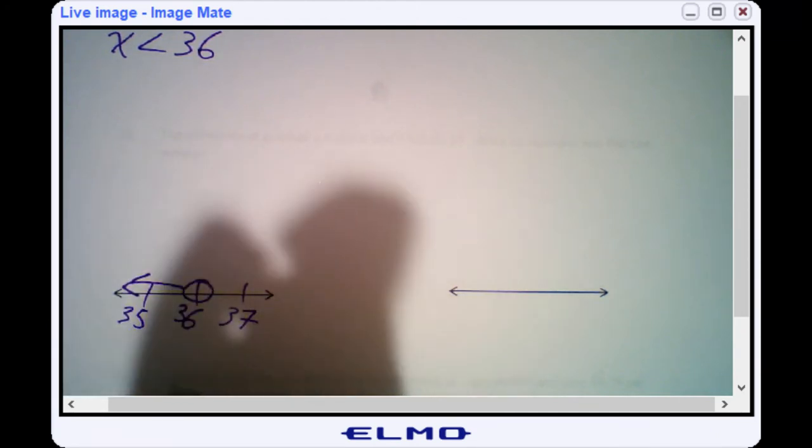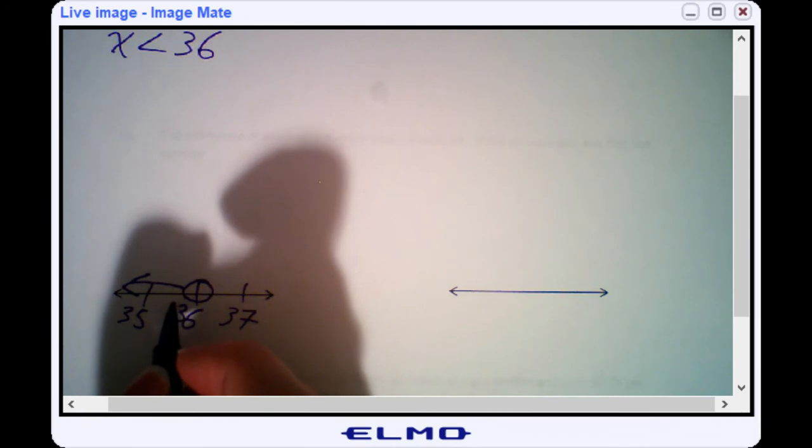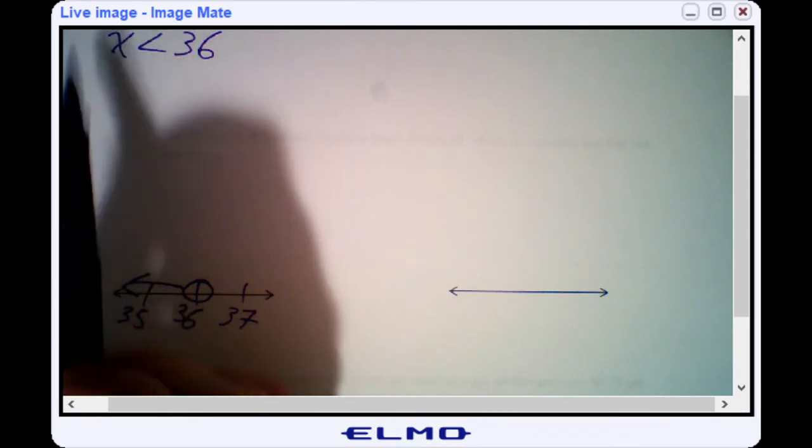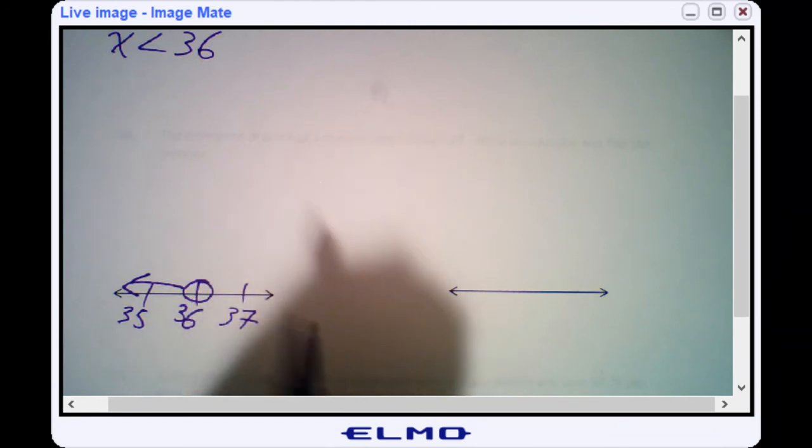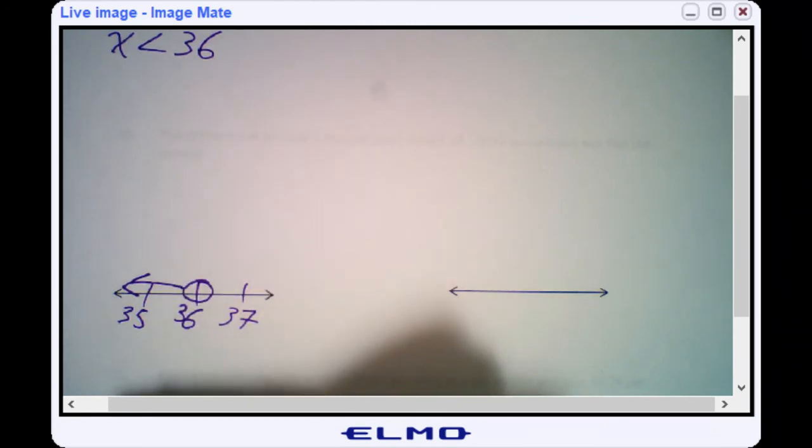That means any number less than 36 would make this a true inequality. So 35 would be a solution. 0 would be a solution. Negative 100 would be a solution. 36 and above would not be a true inequality if we were to plug it in. So 36 doesn't work. 37 doesn't work. 103 does not work.